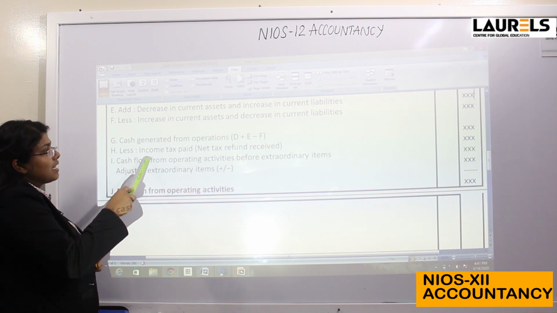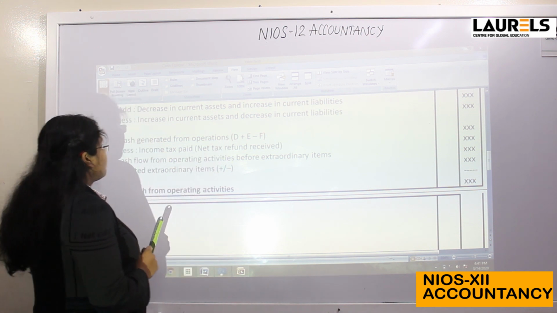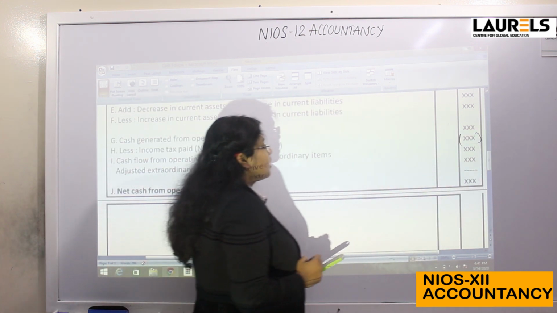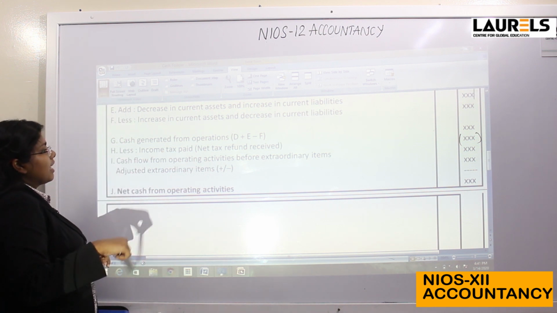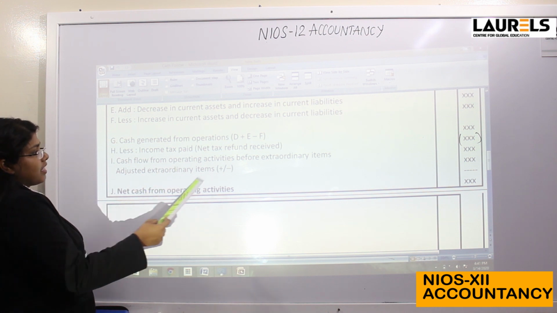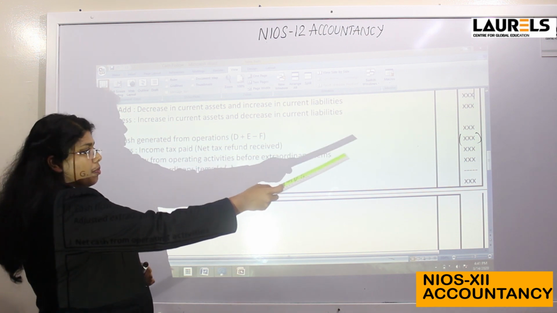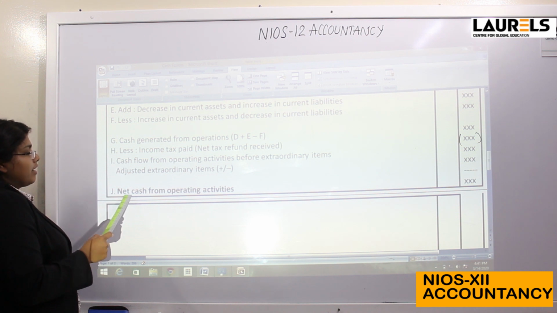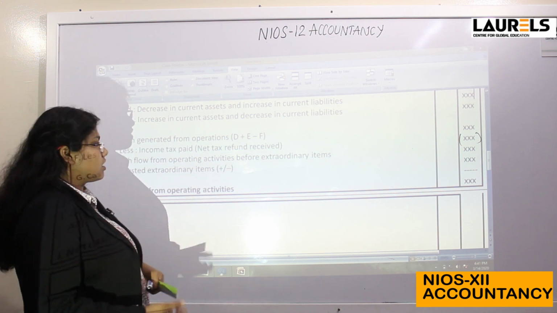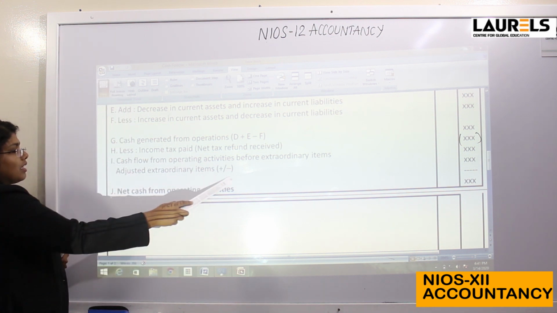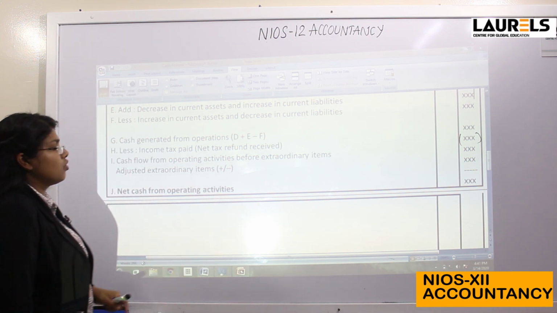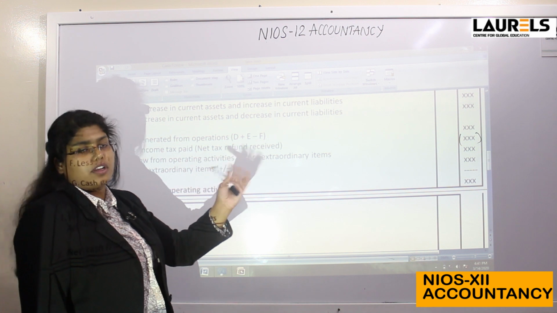Next, we minus income tax paid. Okay, we minus if we paid any income tax, and you will get cash flow from operating activity before extraordinary items, and if there is any extraordinary items adjusted, add or deduct, the same should be done, and then you will get your finally net cash from operating activities, and with that we come to the end of operating activities. So with all these items we will get all the cash that we have received or paid in our operations. Okay, so it is a positive or a negative figure accordingly.